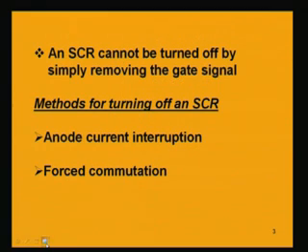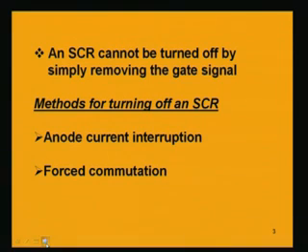Now, the turning off of a thyristor is one important point to be noted, because we cannot turn off the thyristor or the SCR simply by removing the gate signal. Even if we remove the gate signal, the thyristor will continue to conduct unless we specifically apply a method of turning the SCR off, and these methods are either anode current interruption or force commutation. Even if we remove the gate triggering signal, the thyristor will not turn off.